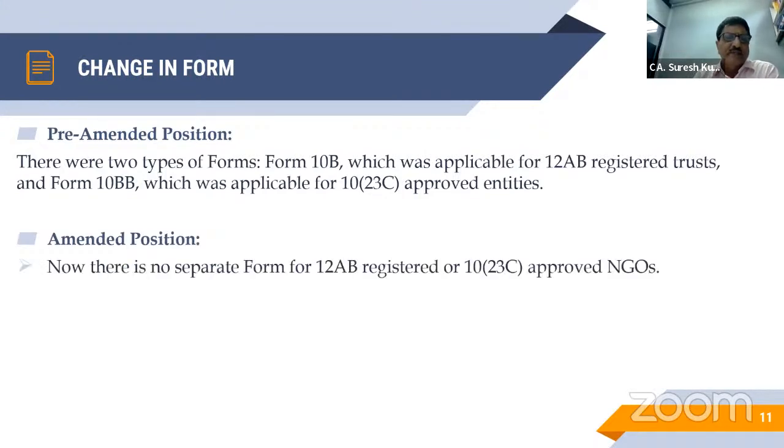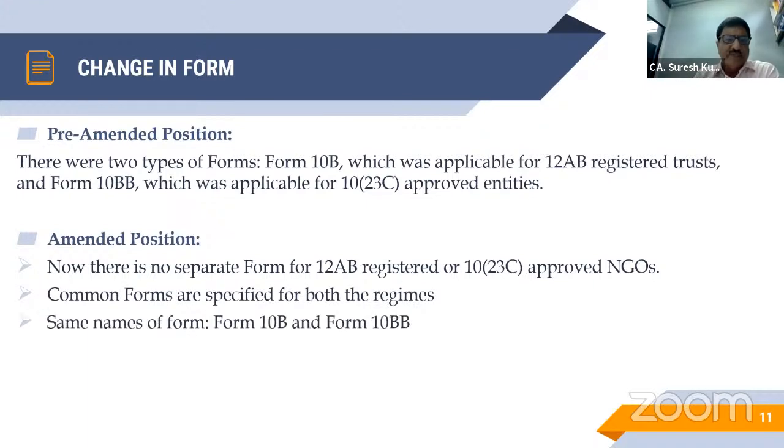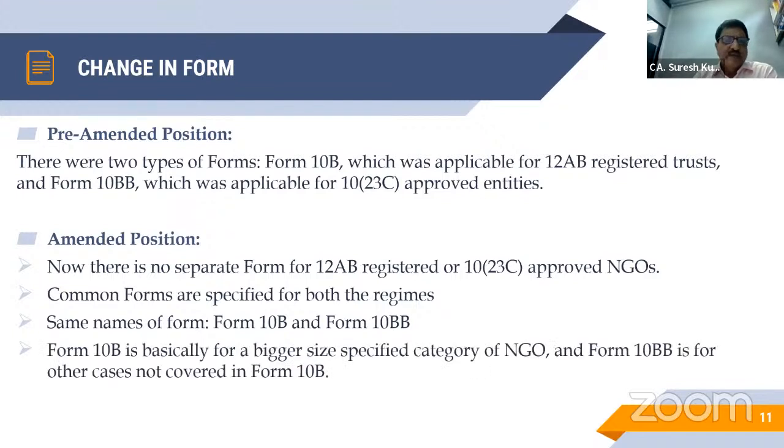Now the amended position is, there is no separate form for 12AB and 10(23C); they have a similar form. The common form is specified for both the regimes, with the same names, form number 10B and 10BB. The 10B is basically for bigger size and a specified category of NGOs, and 10BB is for other cases.